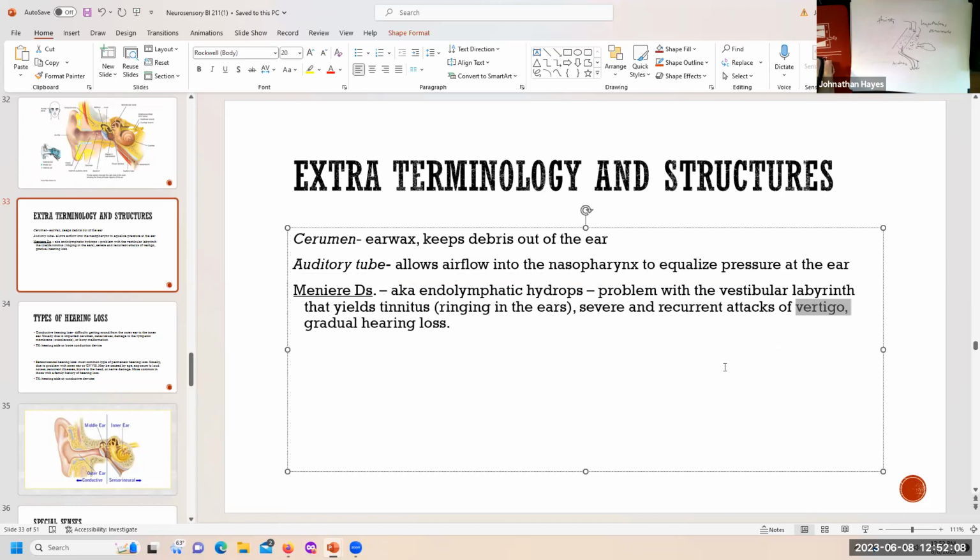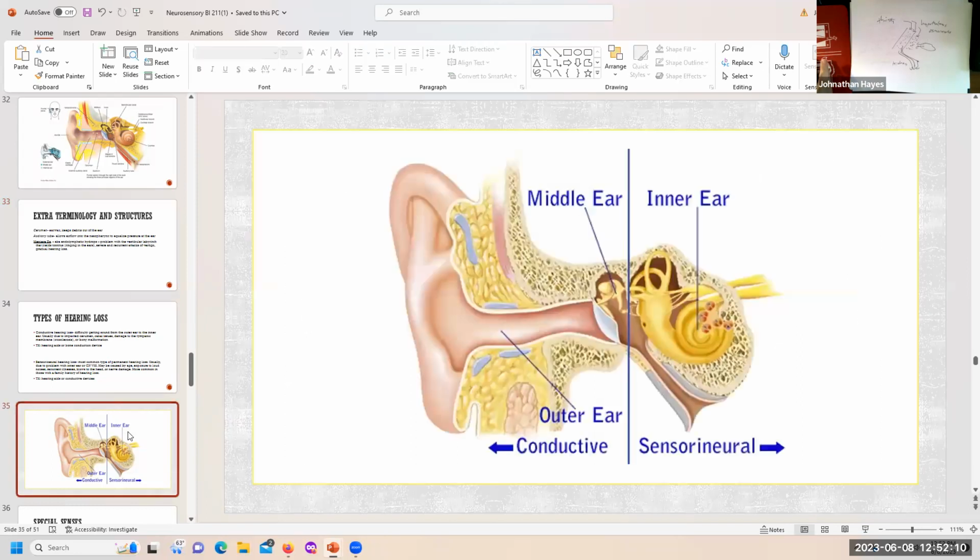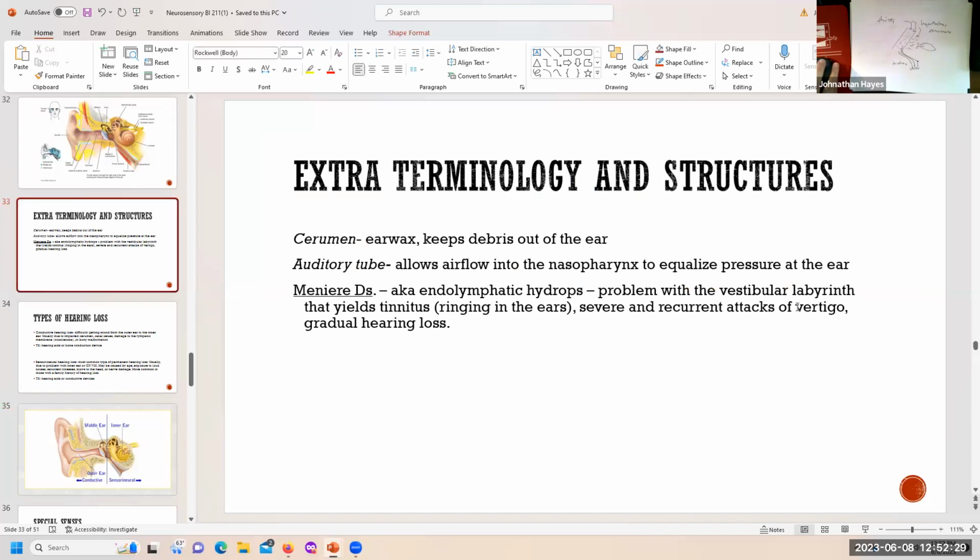Because I could have vertigo with any type of inner ear infection. So if I had a middle ear infection that spread to the inner ear and that's infected and swollen, then yeah, you might have some little bit of hearing loss, but you would probably get a sensation of the room spinning or a feeling of imbalance, right? So it wouldn't be good to drive if you had vertigo, right?